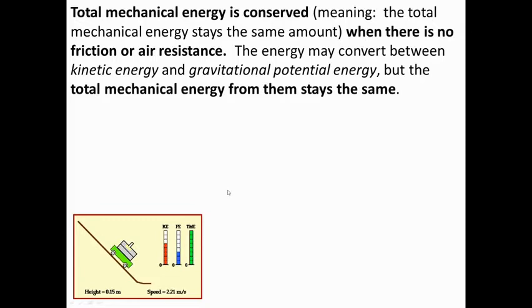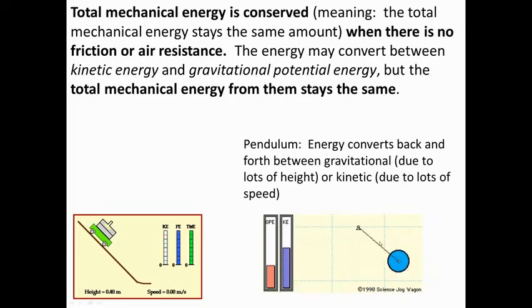And in this example, we've got a swinging pendulum, and as this pendulum swings, again, it's just going back and forth between gravitational potential energy and kinetic.